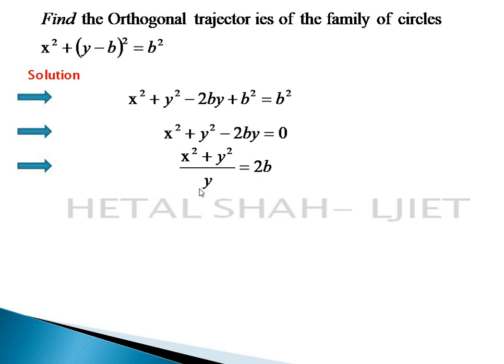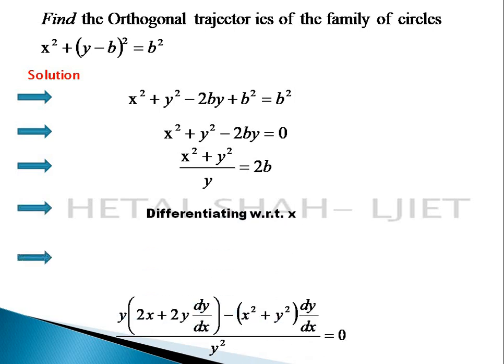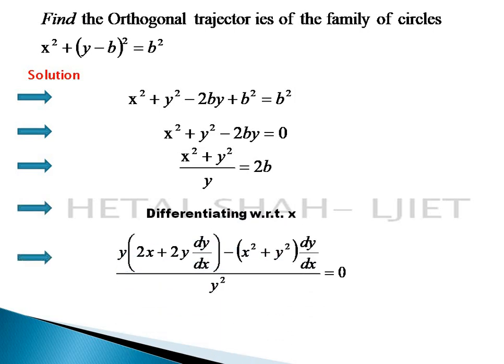Now let's start with the first step of the working rule to find the orthogonal trajectory, that is the differentiation of the given equation with respect to x. For the derivative of the left side, we apply the division rule of derivatives: the square of the denominator, that is y square, then keep y same. The derivative of x square is 2x plus 2y dy by dx, minus the numerator kept the same, that is x square plus y square, times the derivative of the denominator, that is dy by dx.